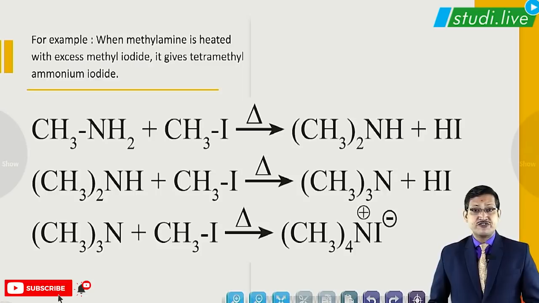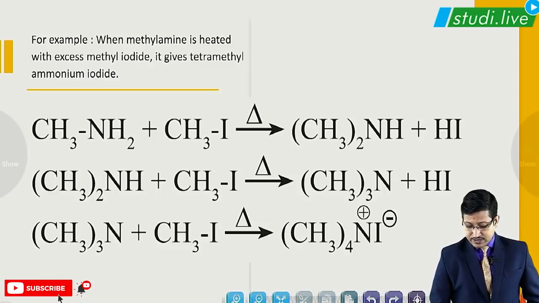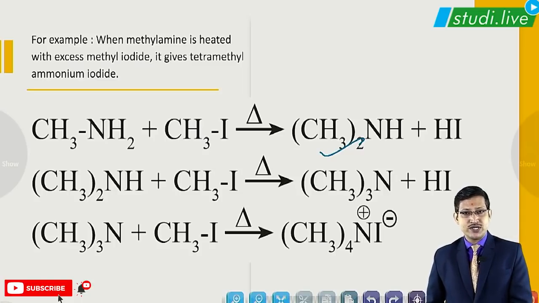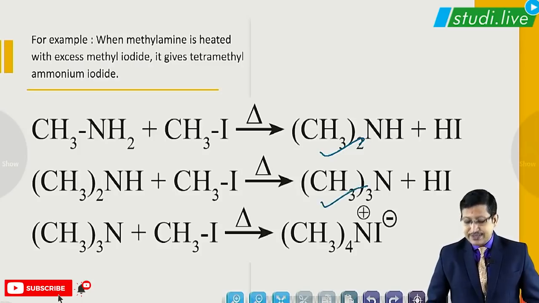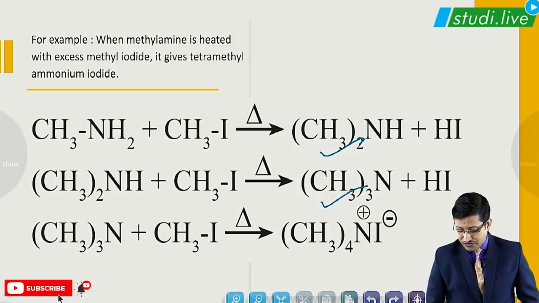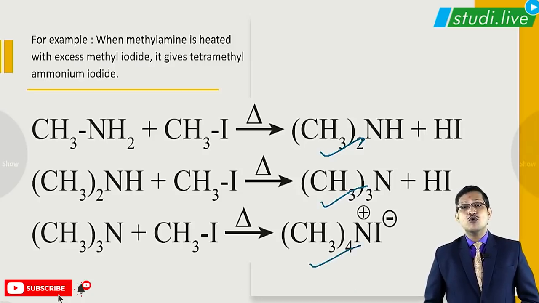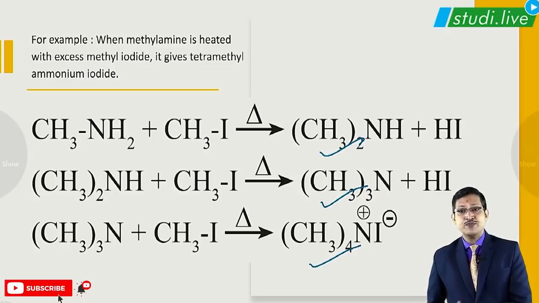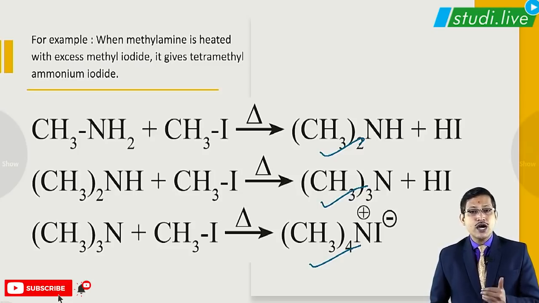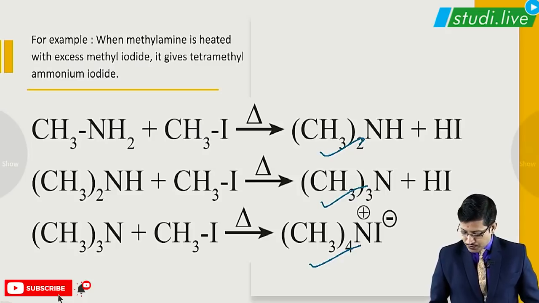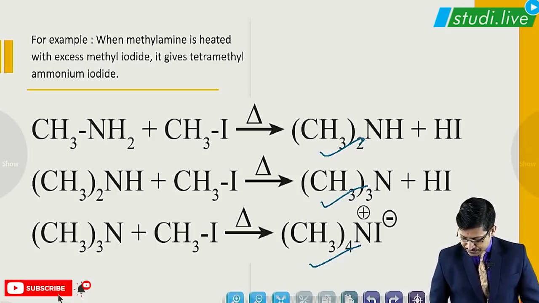This is the complete set of reactions that we were talking about. Methylamine first gives you dimethylamine. Dimethylamine then gives you trimethylamine. And finally, trimethylamine gives the formation of tetramethyl ammonium iodide, which is also called a quaternary ammonium salt. So here the conversion of methylamine to tetramethyl ammonium iodide takes place. Moving on to the next reaction.